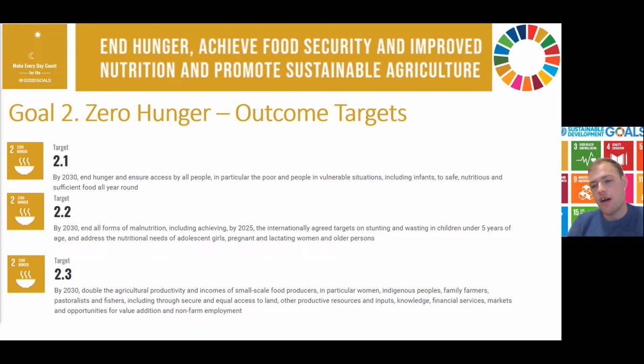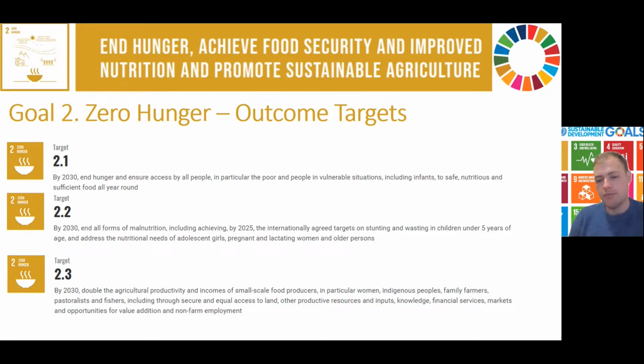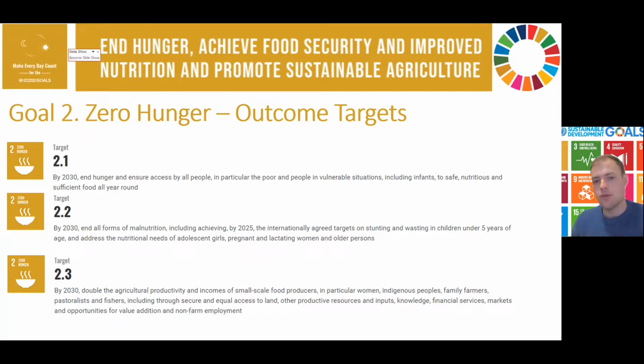The first thing we have are our outcome targets. And these outcome targets summarize the goal that we're working towards into a series of smaller achievements. So we know our zero hunger goal is to end world hunger by 2030, but what are the steps that we need to take towards that? So our first target is 2.1, and that's by 2030 to end hunger and ensure access by all people, in particular the poor and people in vulnerable situations, including infants, to safe, nutritious and sufficient food all year round.